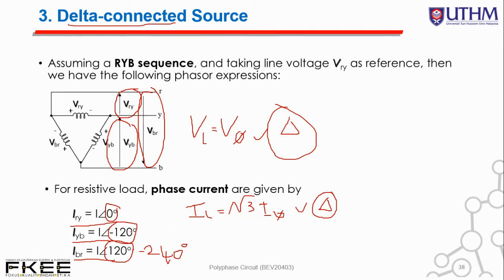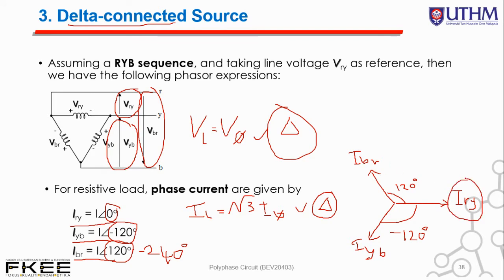But when it comes to the phase angle, we have, for example, IRY over here. So this is how we can draw the phasor diagram of the phase current. So we have over here IBR. Okay, so this is 120 degree difference, and then we have the third element which is IYB. So this is minus 120 degree. So all these are now called phase current. Alright, so this is also phase current as well as IYB. Okay, this is all phase current.